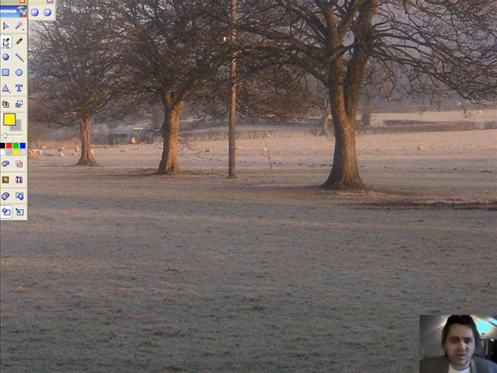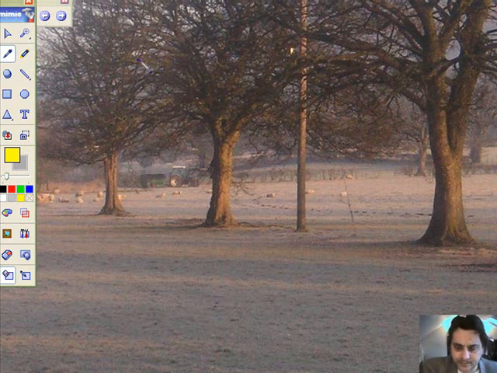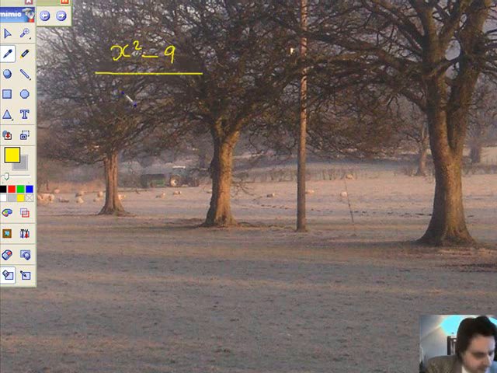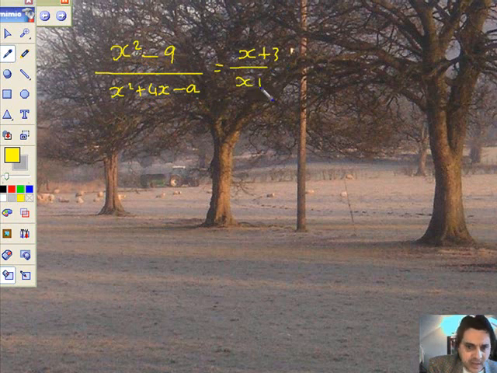Right, this is Assess Part 2, playing with quadratics still, question 10. I've got this. Start over here. I've got x squared minus 9 all over x squared plus 4x minus a equals x plus 3 all over x plus 7. I've got to work out the mystery value a.